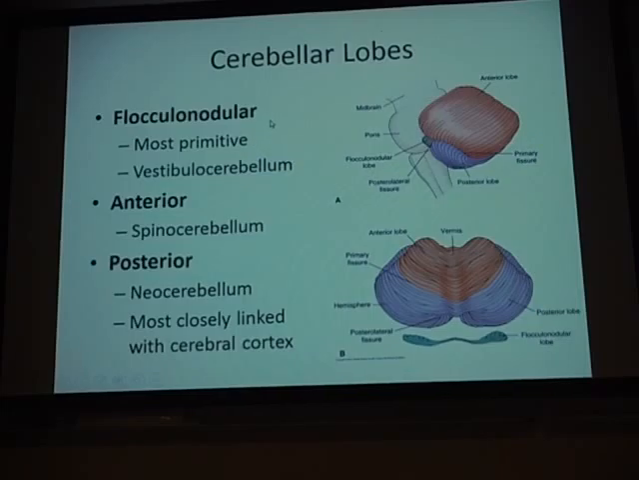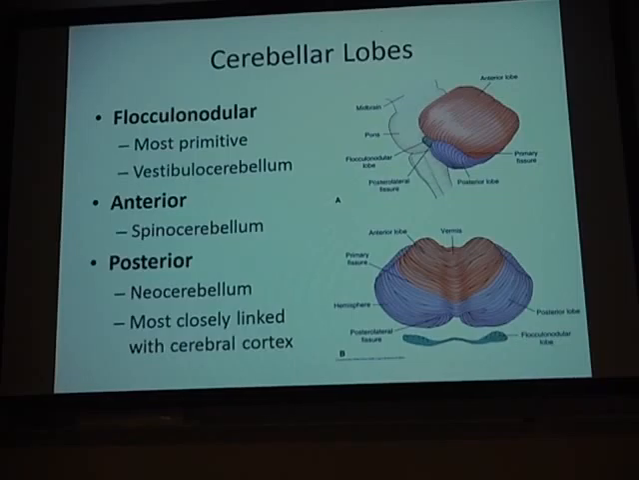The flocculonodular lobe is the most primitive part of our cerebellum, and it primarily processes vestibular information, so it is sometimes called the vestibulocerebellum. It's going to be related to extension against gravity and eye movements, which makes sense with connections to the vestibular system. The anterior lobe is sometimes referred to as the spinocerebellum because it's going to be the primary receiver of spinocerebellar inputs, or inputs from the spinal cord.